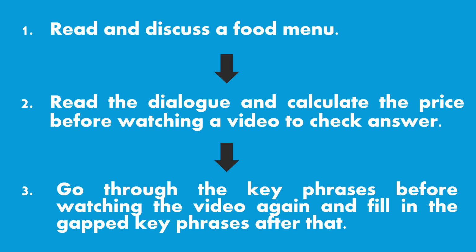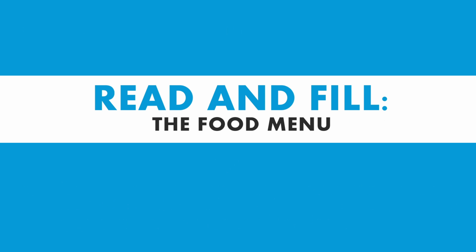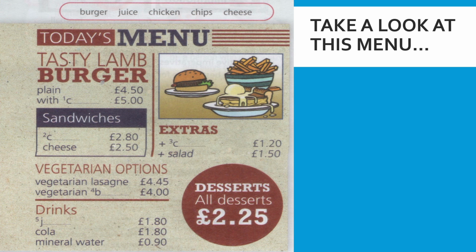Without further ado, let us move on to the first activity of our lesson today, which is to read and fill the food menu. Take a look at this food menu. As you can see at the top of this menu, there are 5 choices of answer for you to fill in the blanks. So today's menu, there are tasty lamb burgers. A plain lamb burger costs you £4.50. What is the meaning of plain here?